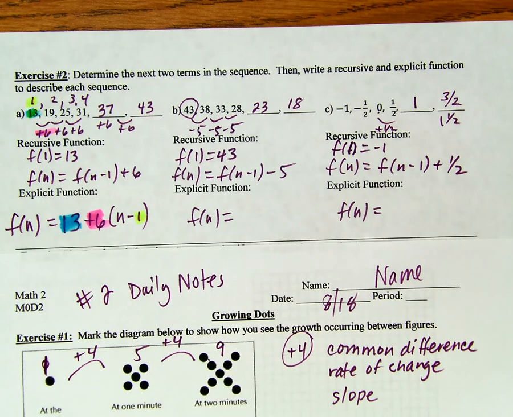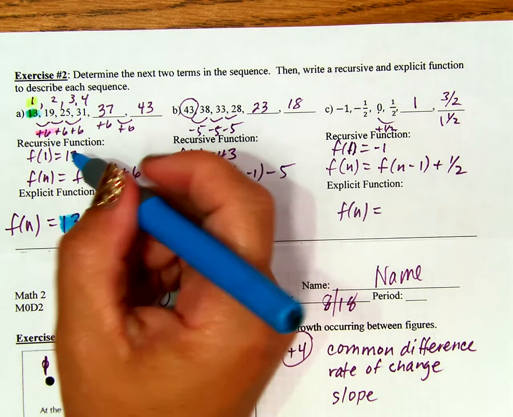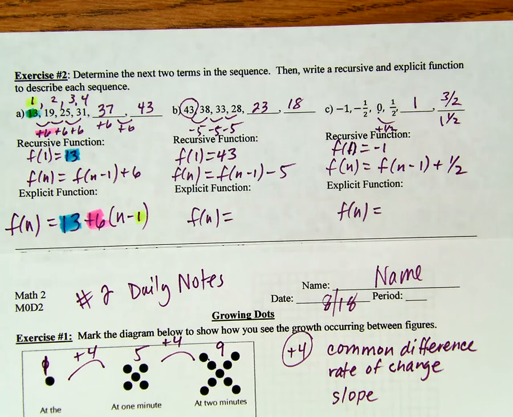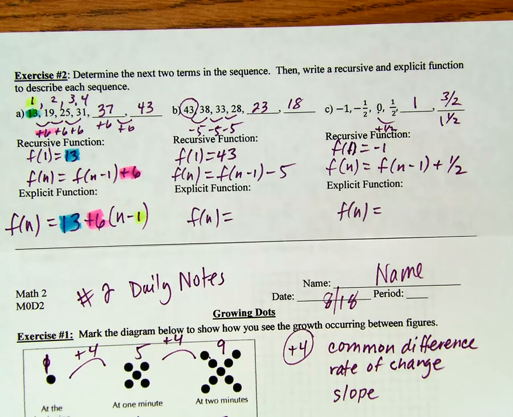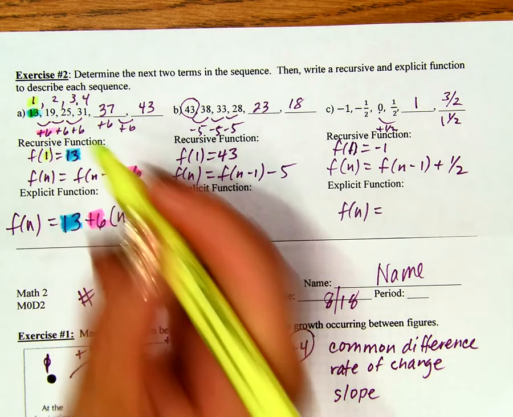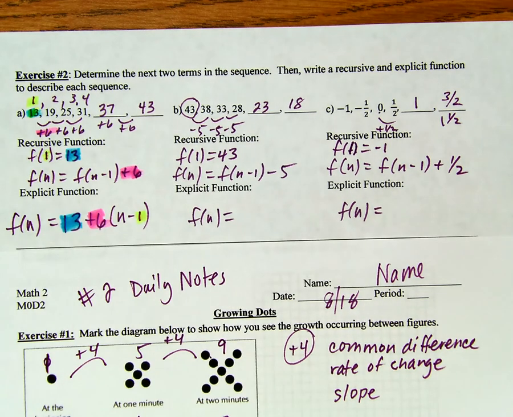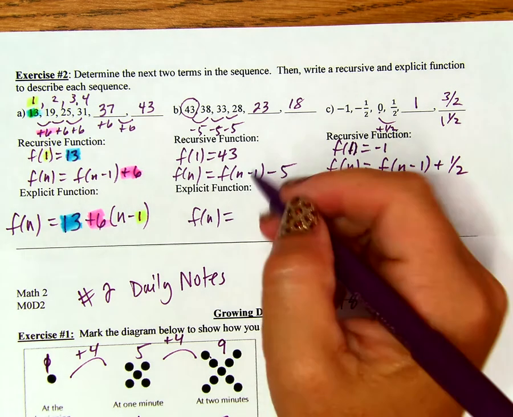So look where all those pieces come from, and then look where they showed up in that recursive. All those same numbers showed up in the recursive in these respective spots. Pause the video and try those explicits if you didn't get them before. All right, let's see how you did.